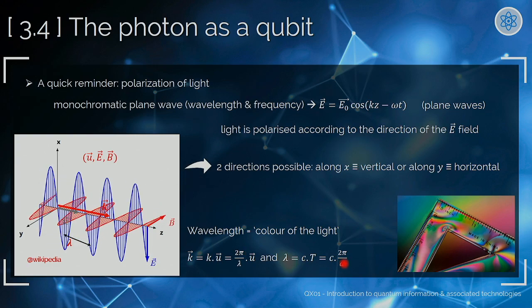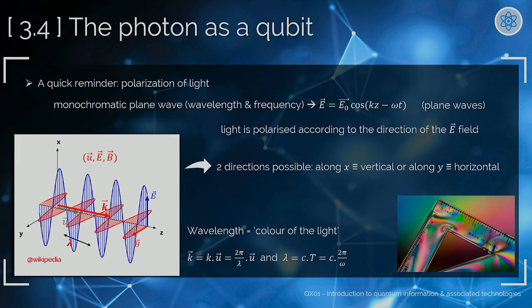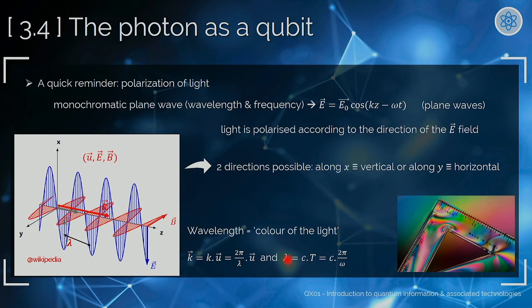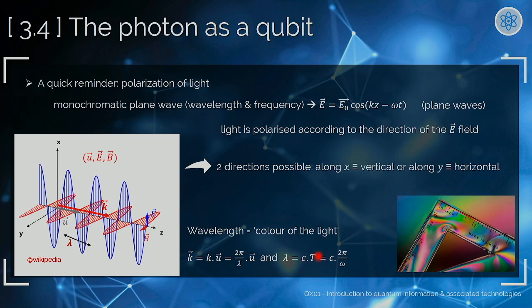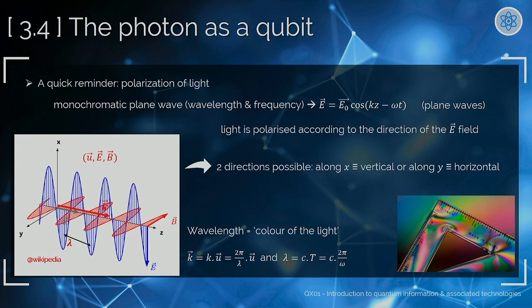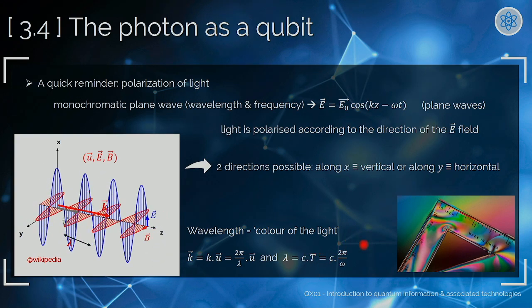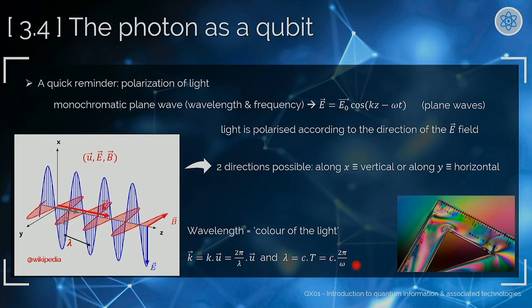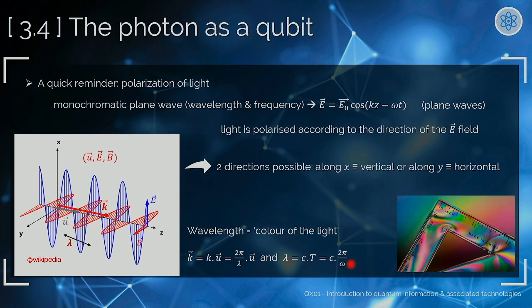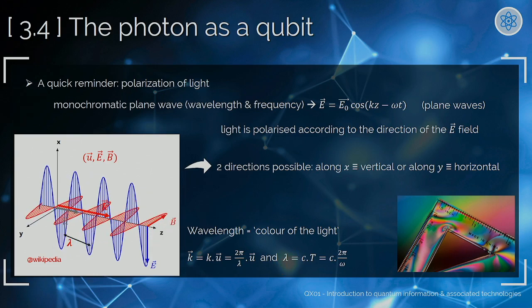So omega, the frequency, is directly related to the wavelength lambda. Well, inversely related, because lambda equals c times T. C is the speed of light in vacuum. T is the period of oscillation, which I can rewrite as T equals 2 pi over omega. Okay? And this is the wavelength.